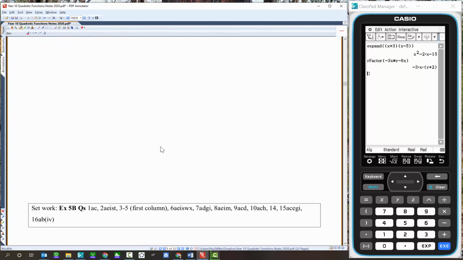There's the work I'd like you to do, exercise 5B. That's enough to keep you busy. There are a lot of questions there and a lot of repetition, some really tough problems as well. So get stuck into it and let me know if you have any problems.